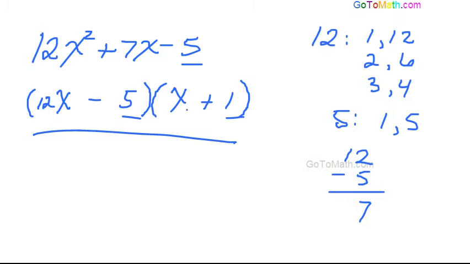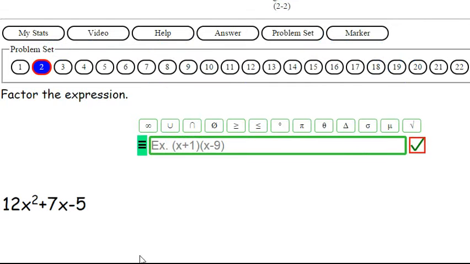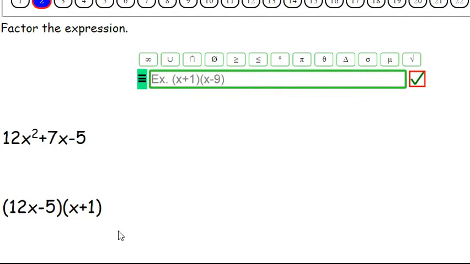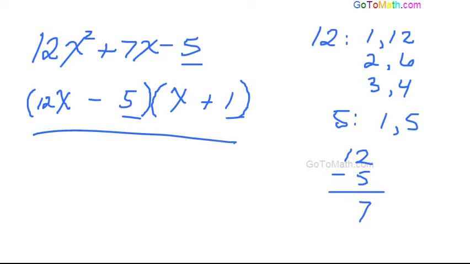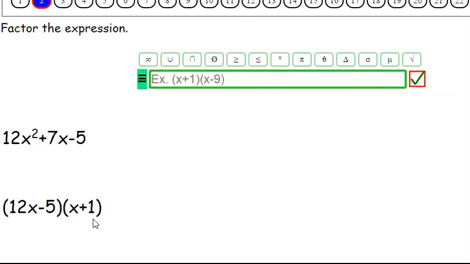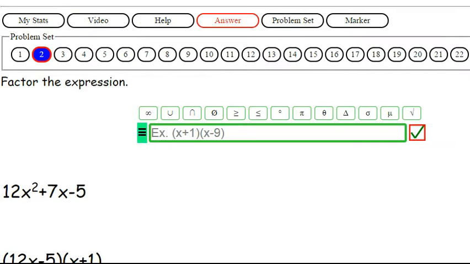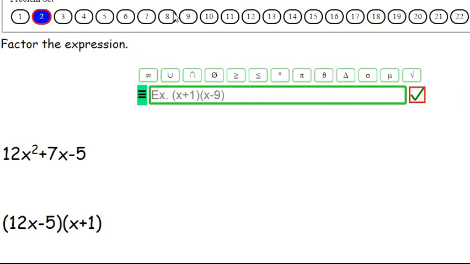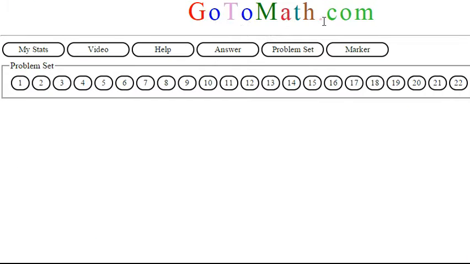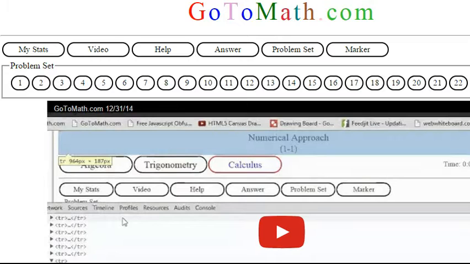That's what you just got to do, start plugging numbers in, going through all the possibilities there. So we got 12x minus 5 and x plus 1. That was exhausting. I don't think I've ever spent that much time on a problem. 12x minus 5 and an x plus 1. So I don't have this stuff worked out in advance. Doing it right here on the fly. Alright, so we're over here at gotomath.com. We are practicing because practice makes perfect, and I'll see you in the next problem.